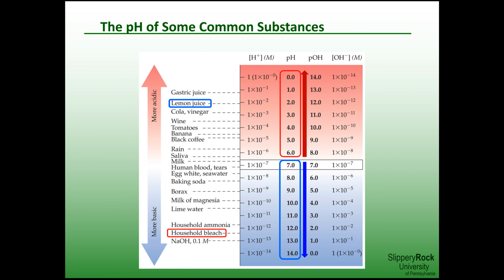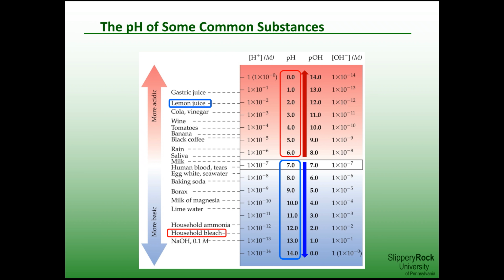For example, a solution with a pH of 2, like lemon juice, is 10 times more acidic than a solution with a pH of 3 and 100 times more acidic than a solution with a pH of 4. Similarly, household bleach at pH 12 is 10 times more basic than a substance at pH 11. This highlights how even small differences in pH correspond to large differences in chemical behavior.